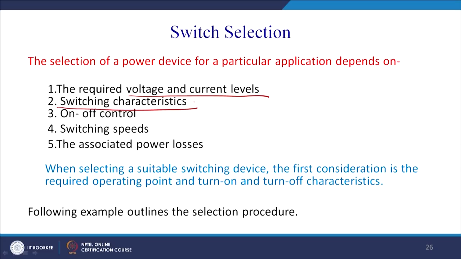Since the rating will be higher, the cost of the devices is going to be higher. And also switching characteristics. If it is a high frequency application, then diode TRR is required to be considered. We require to choose a fast diode, that is a fast recovery diode. So, that has to be considered, and also on off control.